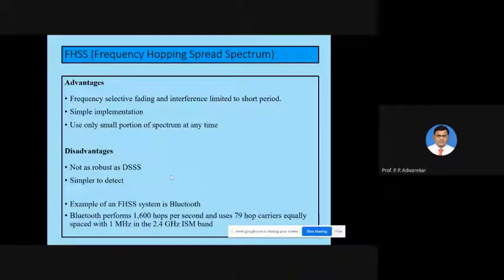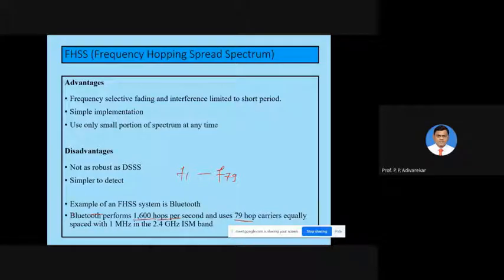Okay, so as you can see in the particular slide here, what these numbers are, I tell you. Bluetooth uses a total of 1600 hops per second, and it uses 79 different channels for performing these 1600 hops. So there are 79 channels, F1 to F79.